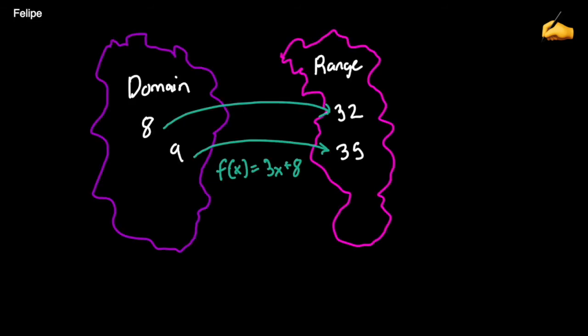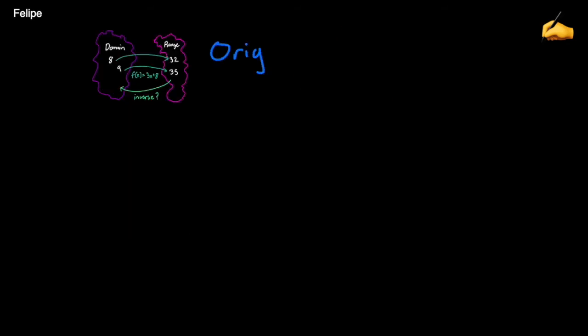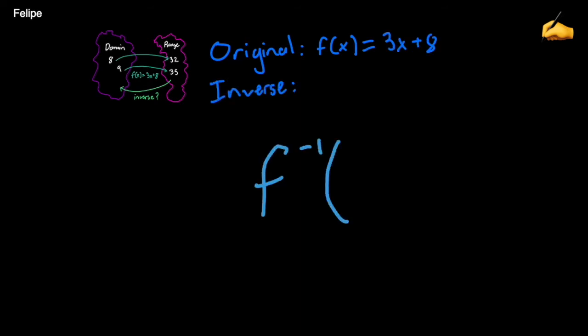Well, you might think, is there a way I could take the 32 and map it back into the 8? There are some functions that could take the range and map it into the domain, almost like an inverse. Lucky for us, they exist. They are called inverse functions. In this case, we call it the inverse of f, using the notation f to the negative 1 of x. So how would you solve this?